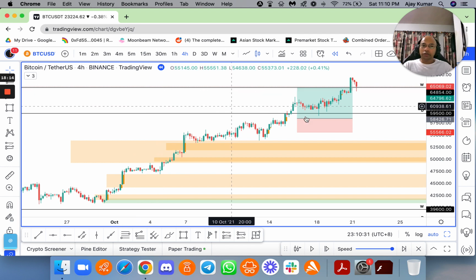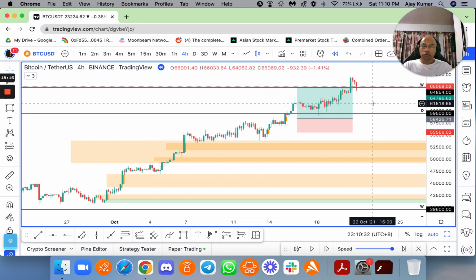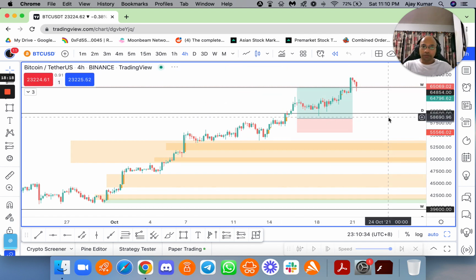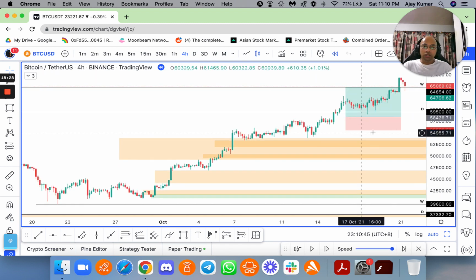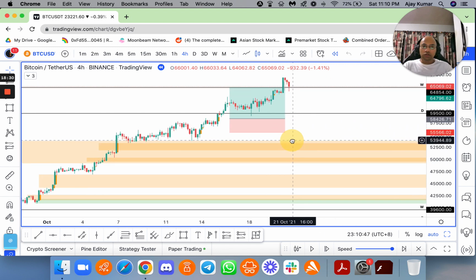What else can we do? Okay, now I want to go on the higher time frame and see what's happening. I want to go on the daily chart and see what's happening. TradingView is behaving very well. It's hanging up. Okay, staying slow.